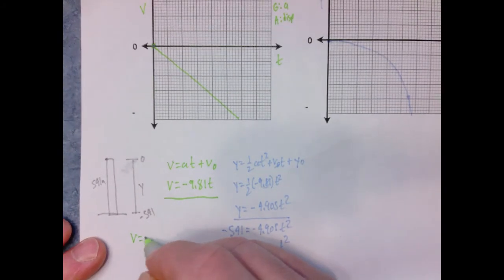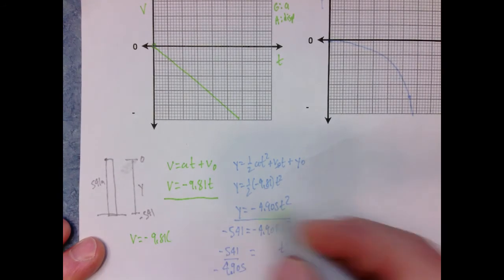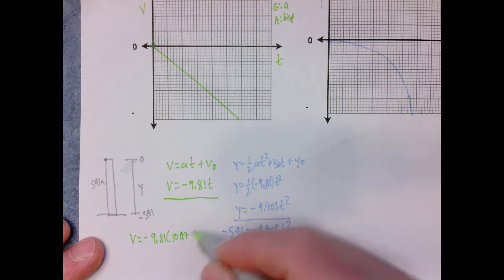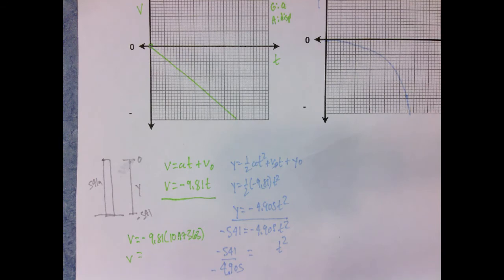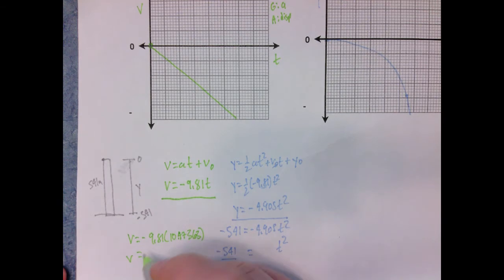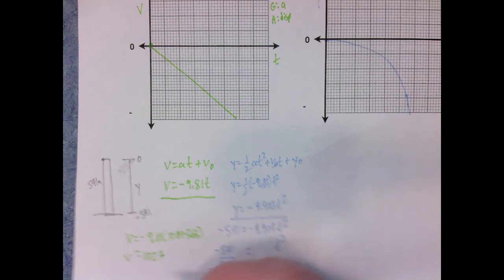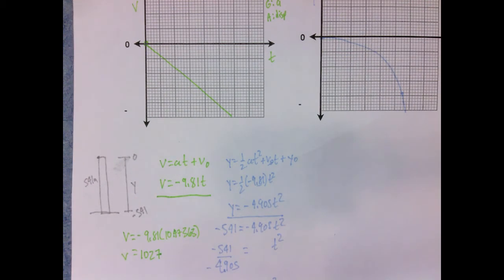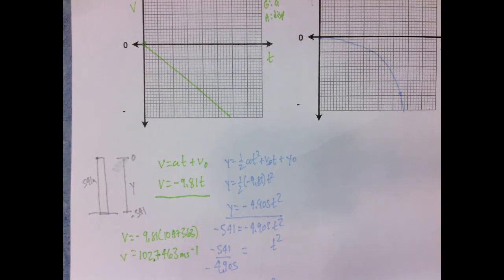Now what would the velocity upon impact be? That is v equals negative 9.81 times 10.47363. And that will give us an answer of, I made a mistake. 102.7463 meters per second.